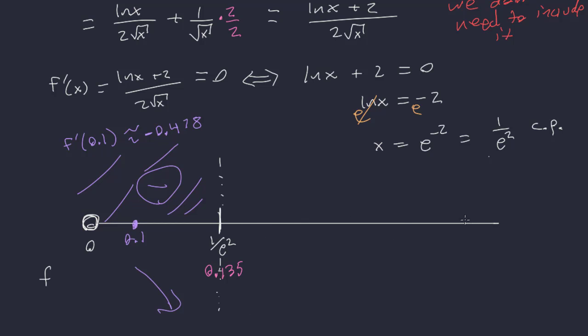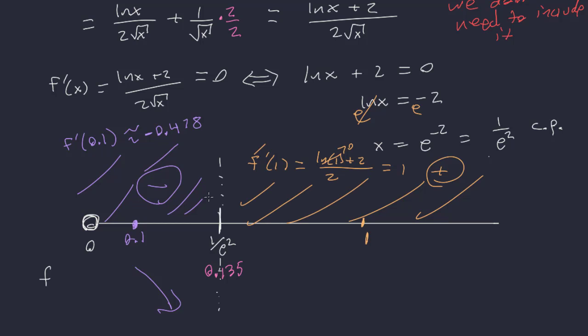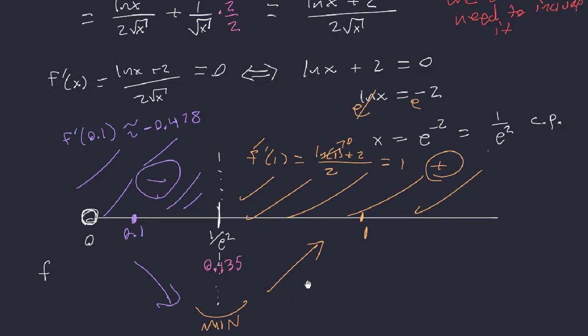Now, for something greater than 1 over e squared, this is much easier. I can just pick 1. That's definitely greater than 1 over e squared. So f prime of 1 is the natural log of 1 plus 2, over 2 root 1. The natural log of 1 is 0, so this is 2 over 2, which is 1. Specifically, what's important is that it's positive. So that means our function is increasing. So we have a minimum at 1 over e squared.